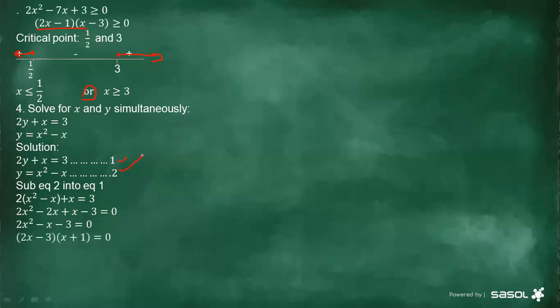Then you factorize it and get the values of x, which is x equals 3 over 2 or x equals -1. Now, for you to get the corresponding values of y, you first take the first value of x, which is 3 over 2. You can substitute it into the first equation or the second equation, but I always advise learners to use the second equation, or the third equation if you have one, where y is the subject of the formula.